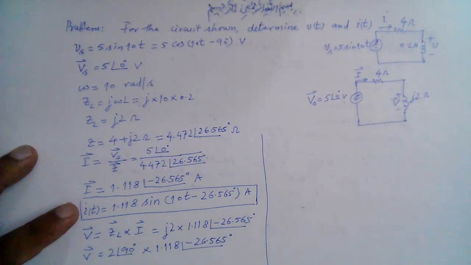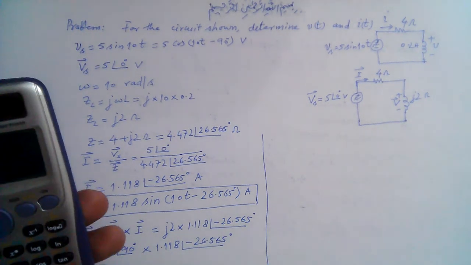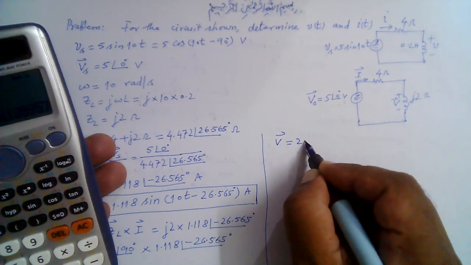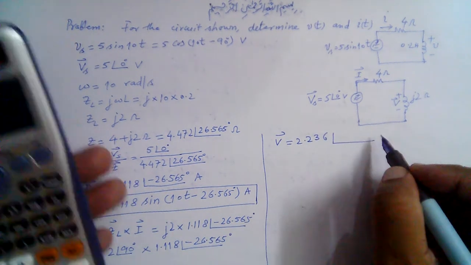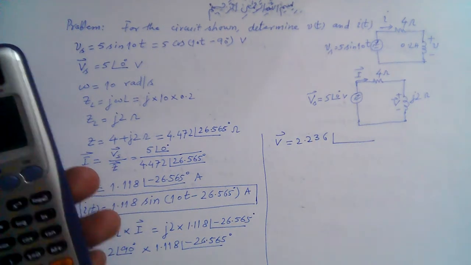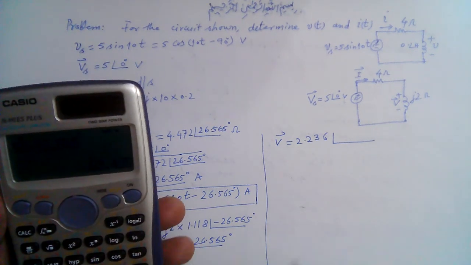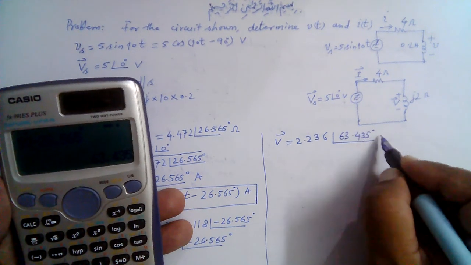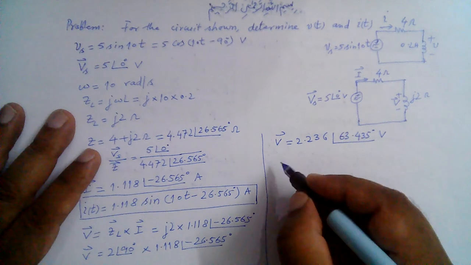So 1.118 multiplied by 2 gives us V bar is equal to 2.236 and the angle is 90 minus 26.565. So the angle is 63.435 degrees volts. So this is this voltage here in the phasor domain.